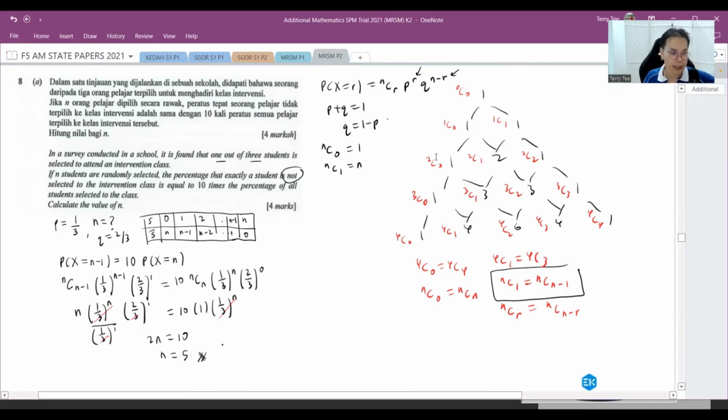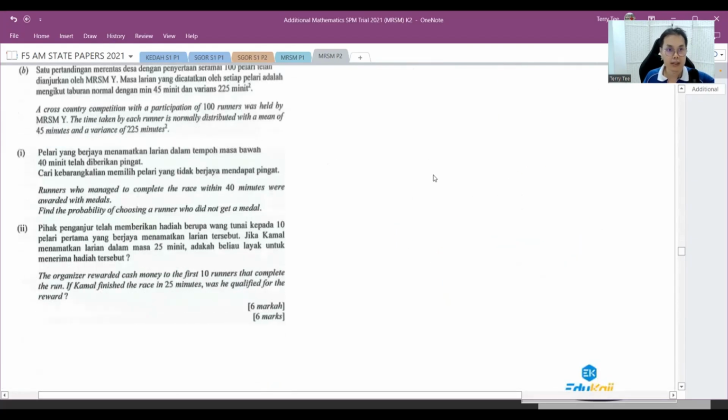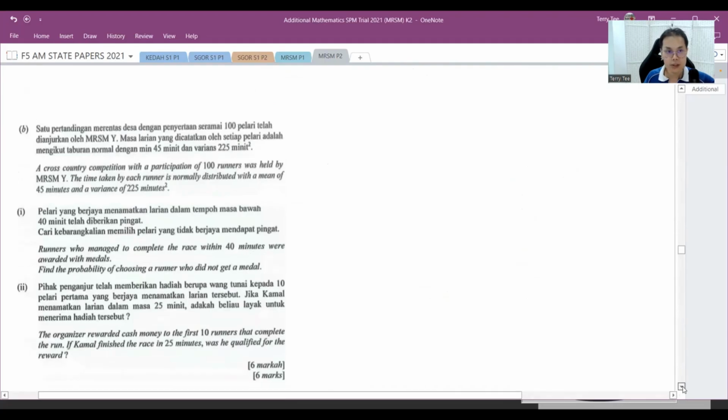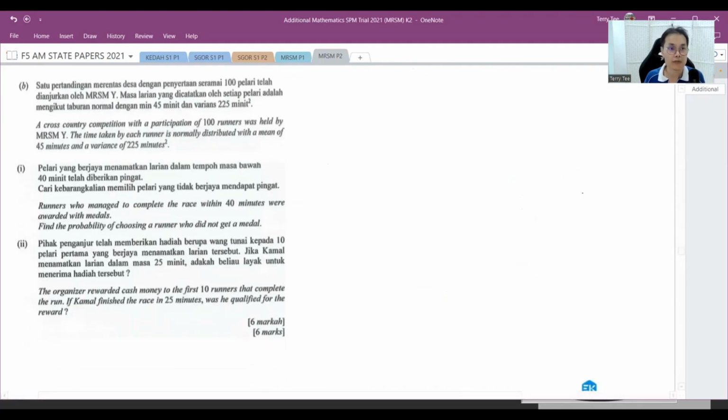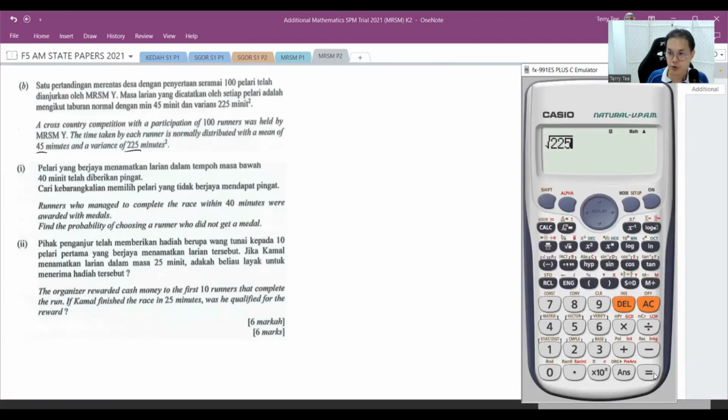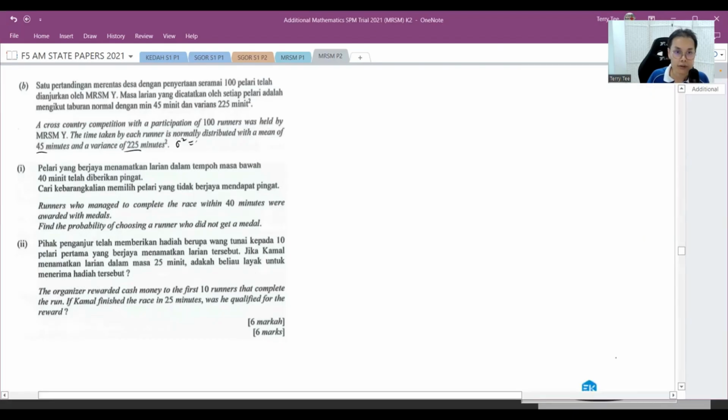So part A is a binomial. Part B is a normal. Okay? So for normal distribution, here we have a cross-country competition with a participation of 100 runners held by MRSM. So the time taken is normally distributed with mean of 45, variance of 225. Now be careful, this is variance. If you want to find standard deviation from variance, we're going to square root it, you get 15. If your variance is 225, your standard deviation is 15.